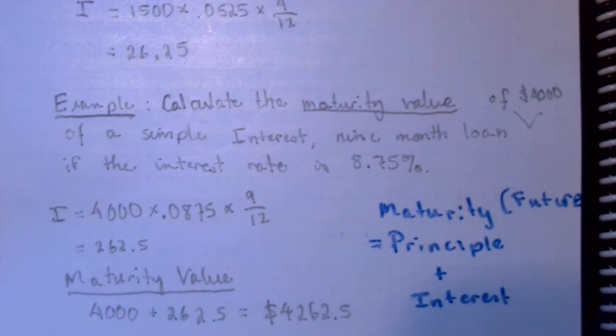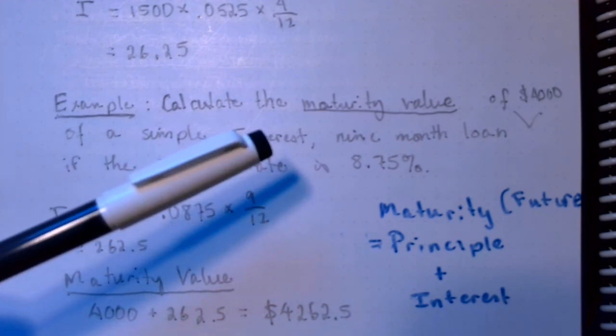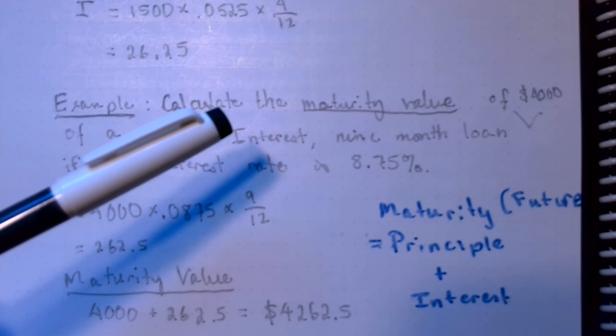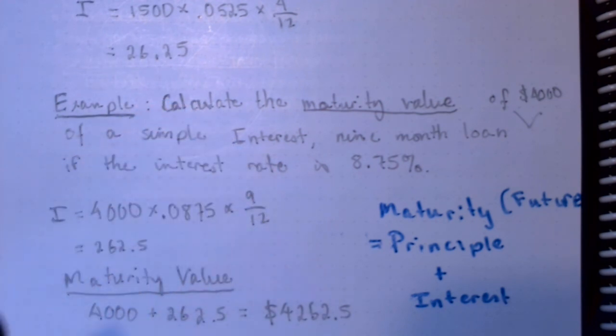Okay, so we know how to compute interest. Simple interest is principal times rate times time. And we also know how to deal with maturity value. Okay, the maturity value is the principal plus the interest.